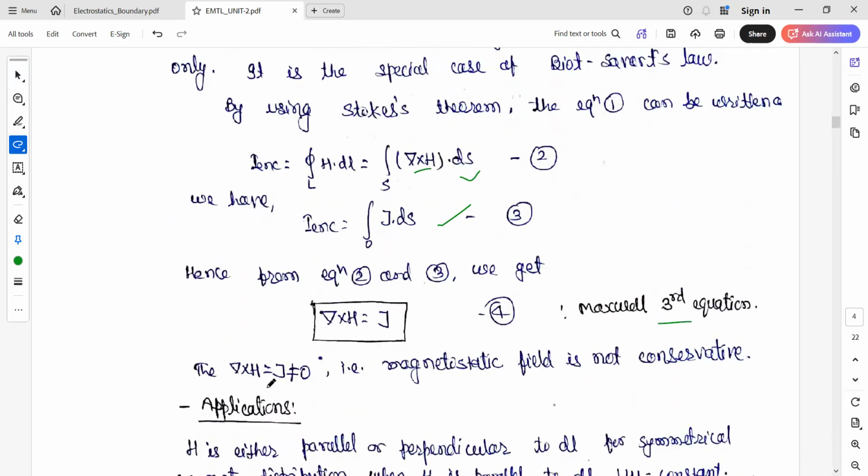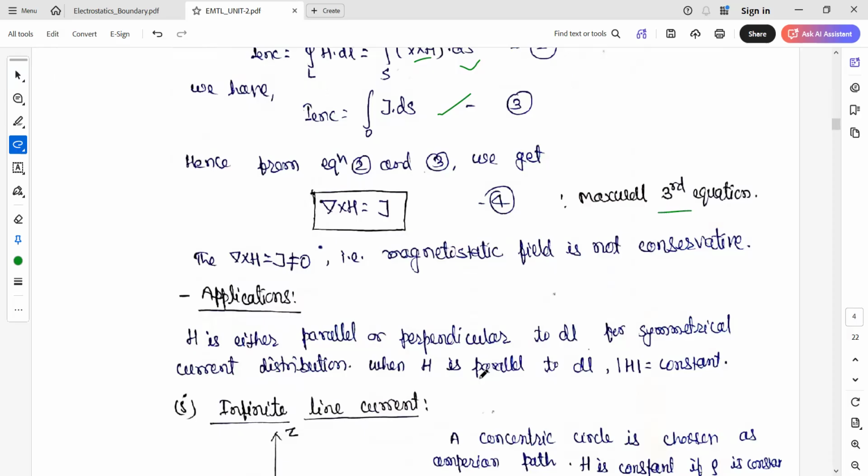Here it is provided that the current density should not be equal to 0. It shows that del cross H equals J, which means the magnetic field is non-conservative. It is not conservative. And we have applications of Ampere's law. All these Maxwell equations are always important, either in differential form or in integral form. In both situations, they are important. And what is Ampere's circuital law and its proof? This is important here.